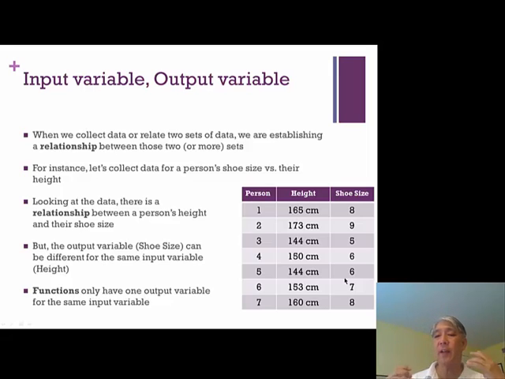Relations can have any kind of relationship between the input variable and the output variable. A function, on the other hand, only has one possible output variable for the same input variable. So for 3 and 5, the input variable is height of 144. The output variable is 5 or 6, depending on the person. So this is what we call a relation.